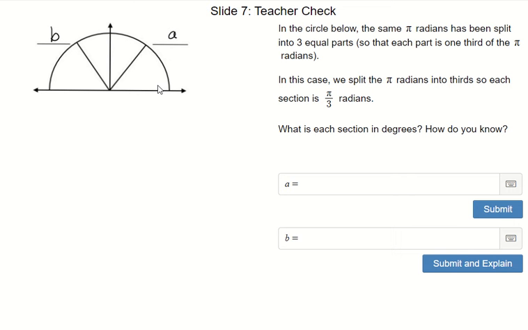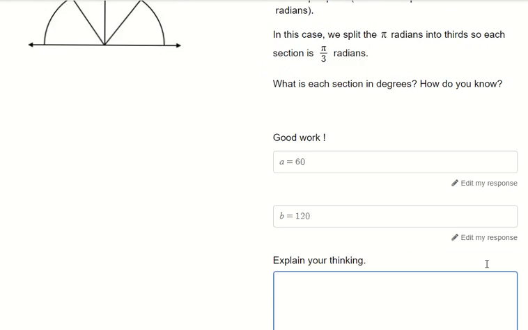So what is each section in degrees? How do you know? Well, this is 180 degrees. Half a circle is 180. So then if we divide 180 into 3 parts, each one is going to be 60 degrees. 180 divided by 3 is 60. So A is the first angle, so it's 60 degrees here. And then B is 2 chunks, right? It's 2/3 of the half circle, which would be 60 plus 60, which is 120. And I explained why.